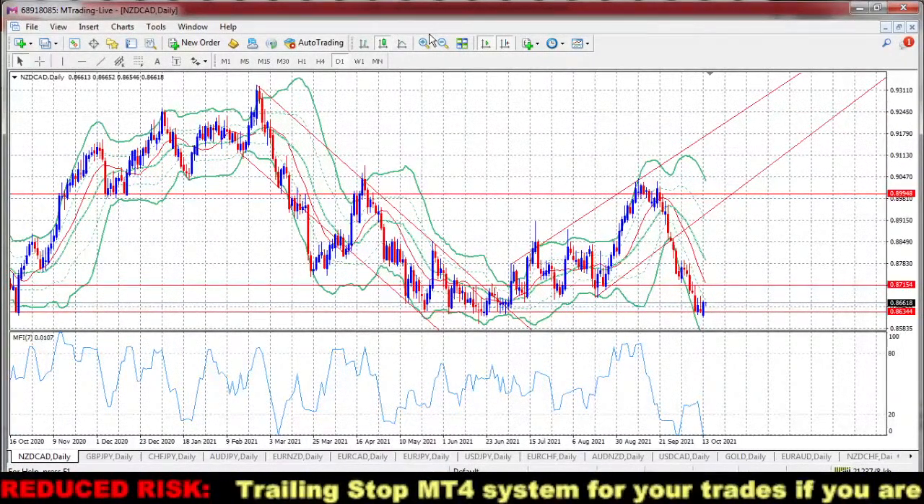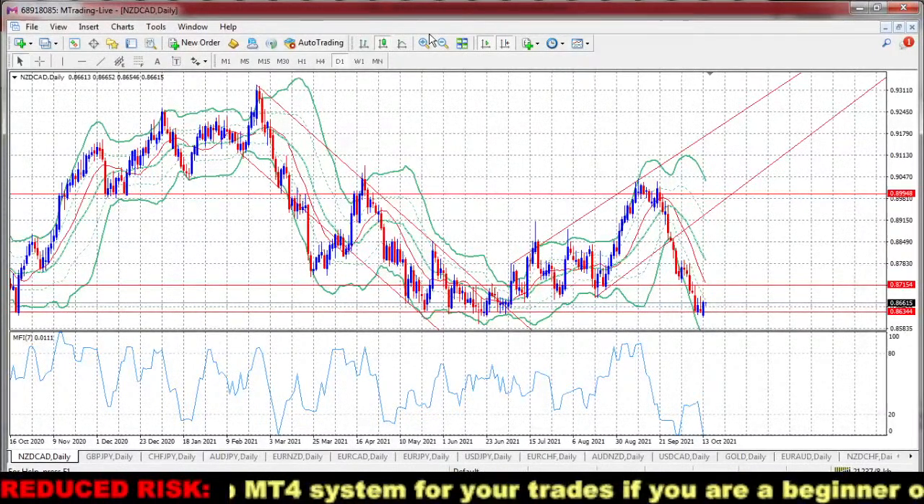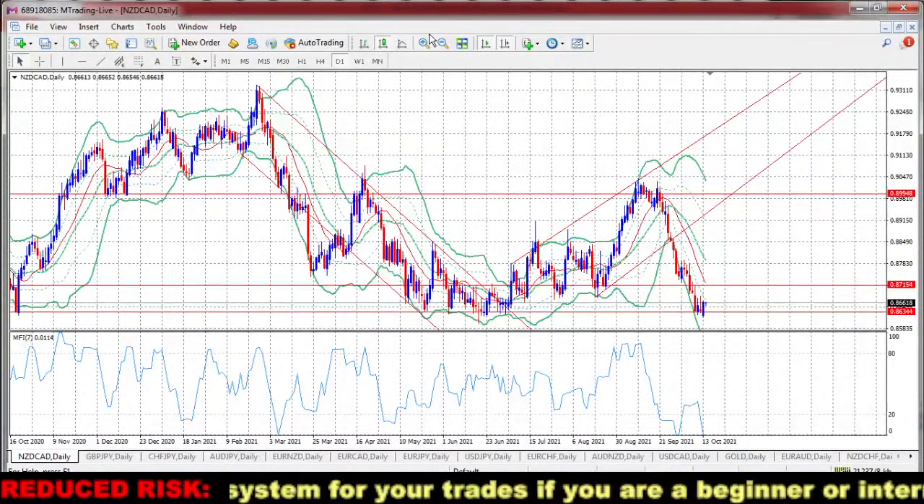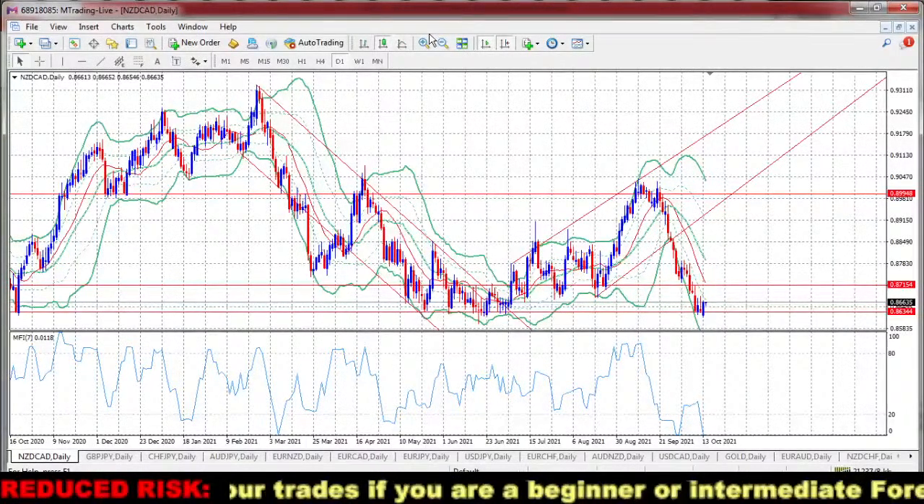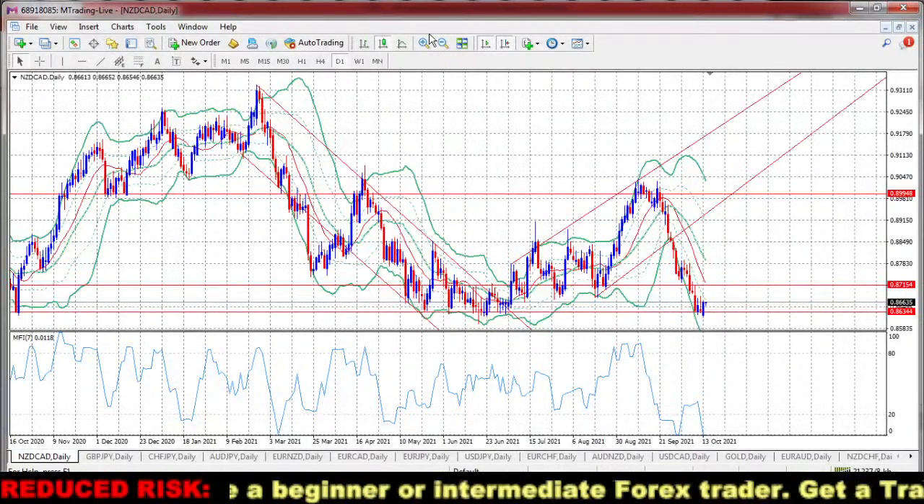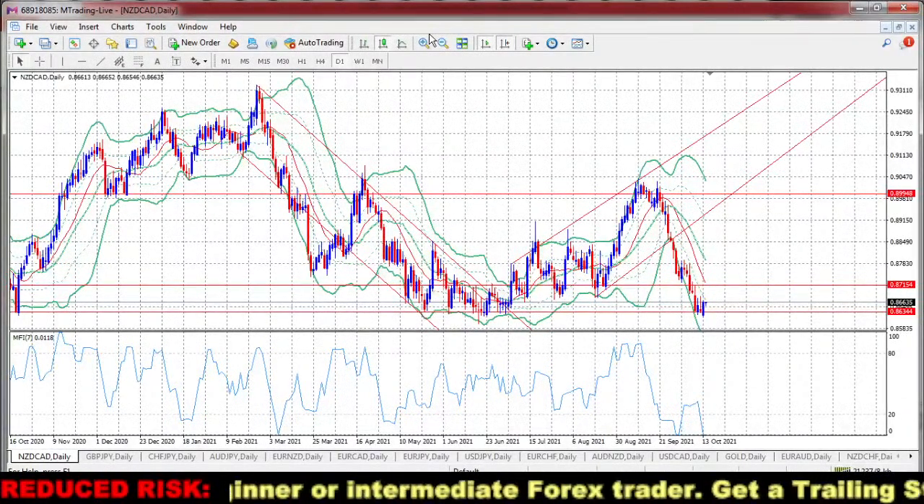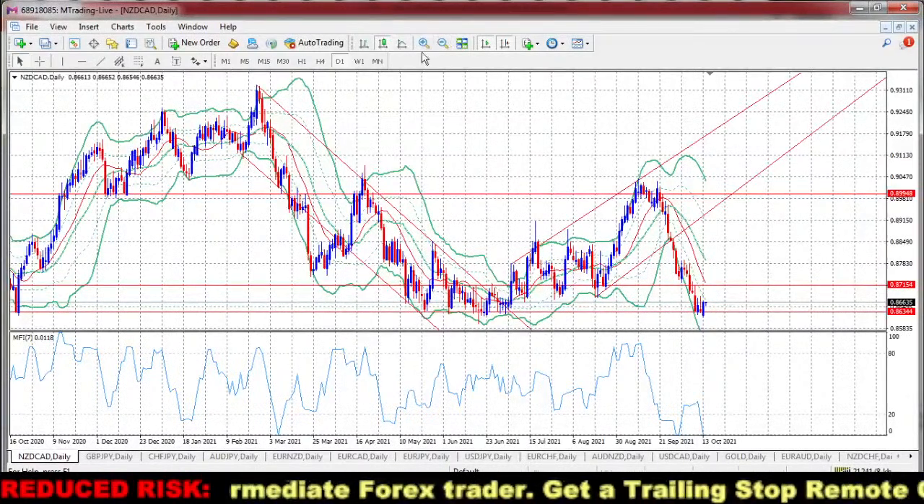We also have the euro against the Canadian dollar doing something similar, but because they are closely related trades, we want to be very careful of what we push out. All right, so this will be a buy trade.